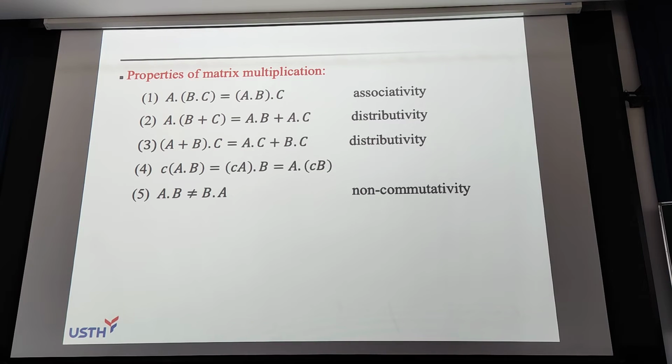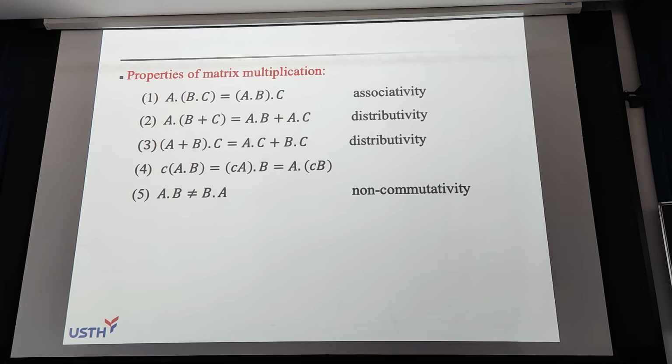Now, the difficult part of the operation, that is matrix multiplication, phép nhân các ma trận. So what are the properties of matrix multiplication? The first one, we have A multiplied by B multiplied by C equals that. That is the associativity, tính kết hợp. Phép nhân các ma trận có tính chất kết hợp. However, you should remember that the sizes of A, B, and C must be very special so that we can multiply them together.